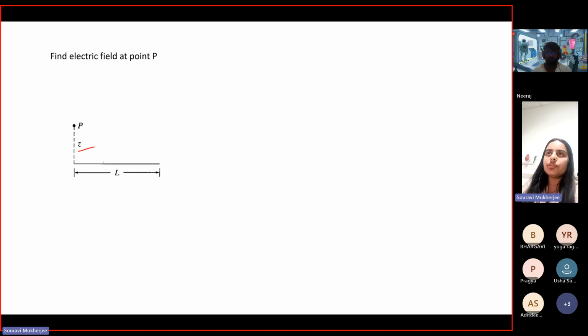How do you do it? So first you define a charge element. You say that the charge per unit length is lambda. So lambda dl is your charge element, right? Now for this charge element, you want to find what is the field at this point. So for this, you need the distance between the two.